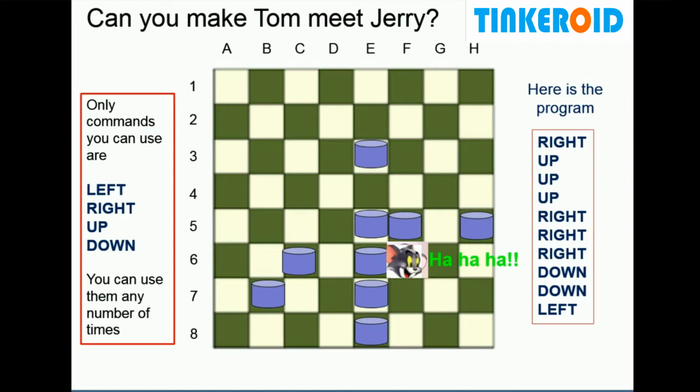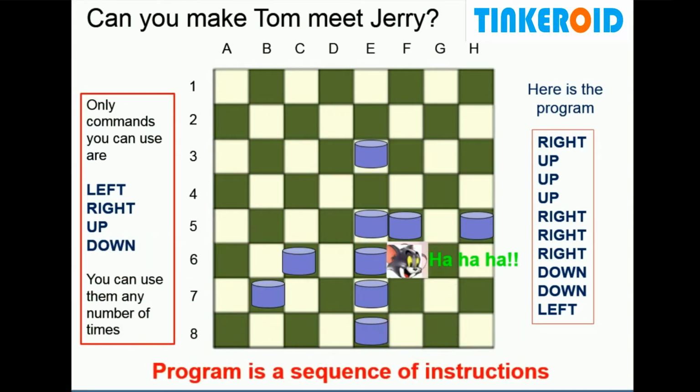Now, what did we do? We wrote a program. So, what is a program? A program is simply a sequence of instructions. So what are these instructions? Right, up, right, down, left. These are instructions. And we give a sequence one after the other. So that sequence of instructions is called a program. So just by looking at Tom and Jerry, we learned what a program is.